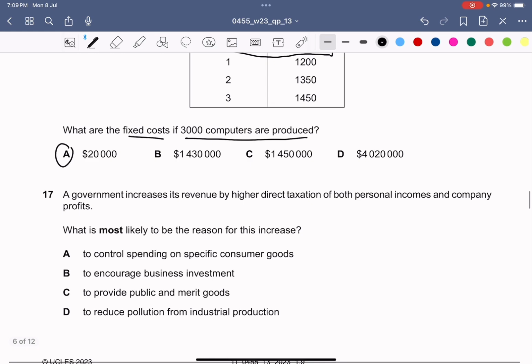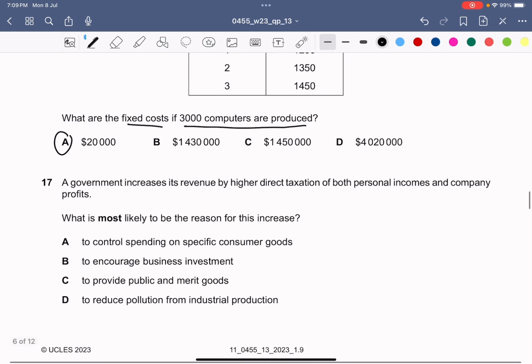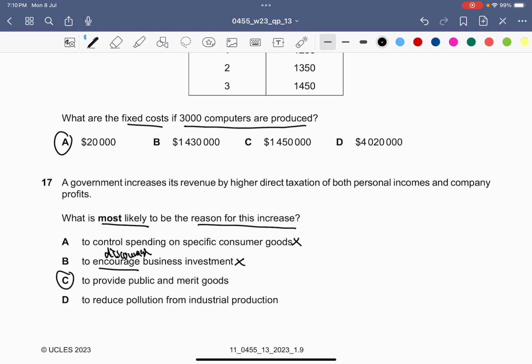Question 17. A government increases its revenue by higher direct taxation of both personal incomes and company profits. What is the most likely reason for this increase? So to control spending on specific consumer goods, no. Encourage business investment, actually no, because this will discourage. Yeah, if the tax rate is too high, it will discourage business investment. Provide public and merit goods, yes, because usually government raises tax revenue to fund public welfare. So this one is correct. To reduce pollution, no, not relevant. Okay, move on to 18.